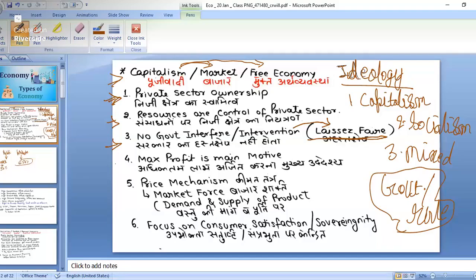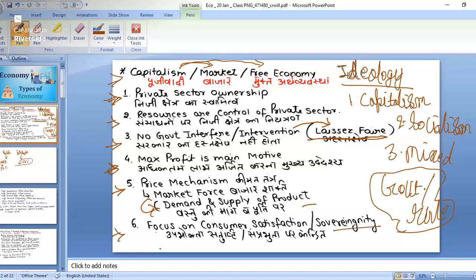Then in this capitalist economy, we have maximum profit. The main aim here is maximum profit. We are not saying that we have to maintain good relations and all those things. We are saying only that we should have maximum profit. That is the characteristic of capitalism. Then we have the price mechanism, which means the market force in which we have demand and supply of products, goods or services. So here the price mechanism plays a role. Then the main focus is on consumer satisfaction and sovereignty.